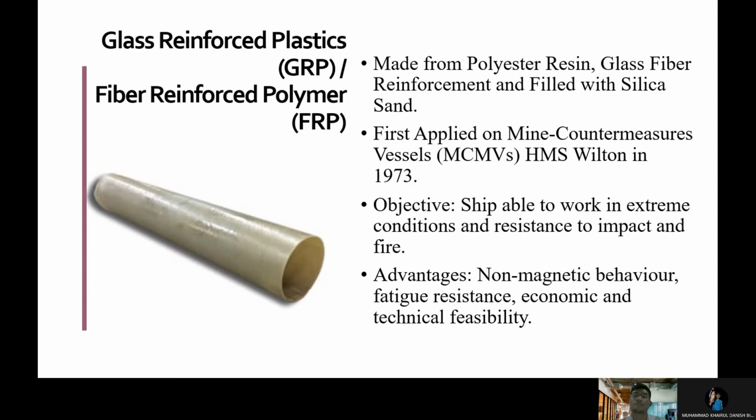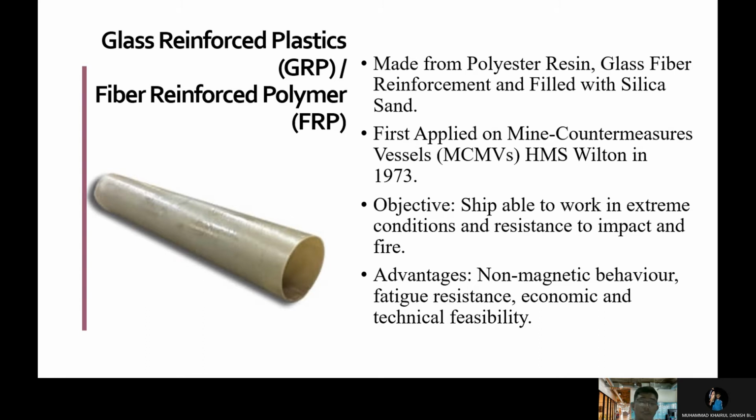Glass reinforced plastic, or GRP, also known as fiber reinforced polymer, FRP, is made from polyester resin and glass fiber reinforcement, and filled with silica sand. The first ship construction using this material was applied in 1973 on the Mine Countermeasures Vessel, MCMV, by the HMS Wilton.